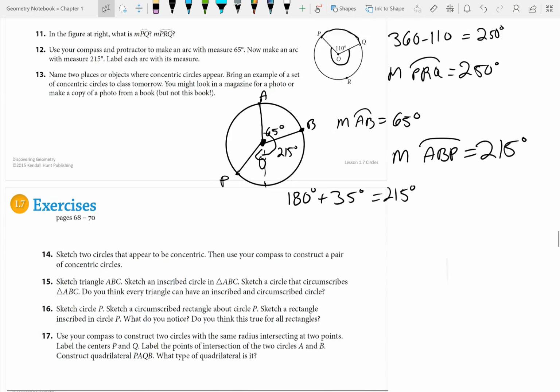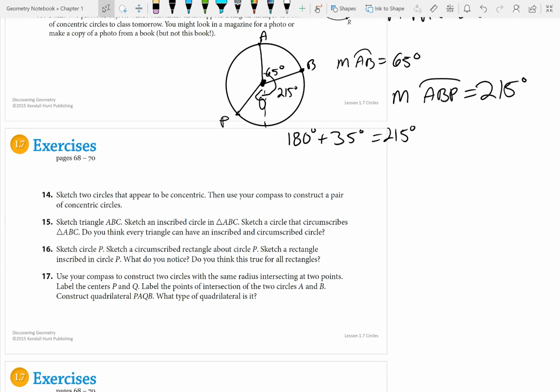And then finally, number 15 says to sketch triangle ABC. Sketch an inscribed circle in triangle ABC. Sketch a circle that circumscribes triangle ABC. Do you think every triangle can have a circumscribed and an inscribed circle? So, ink to shape on would be much better. Okay, so here is a triangle.